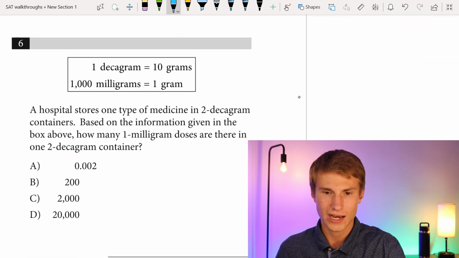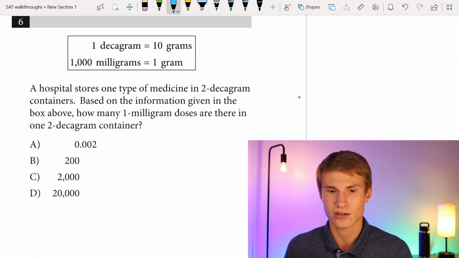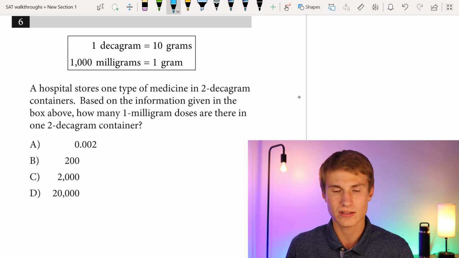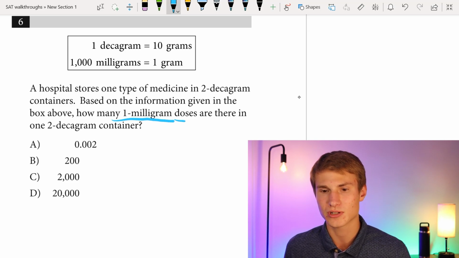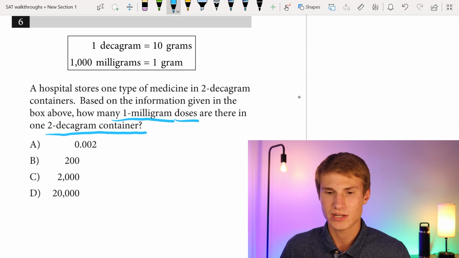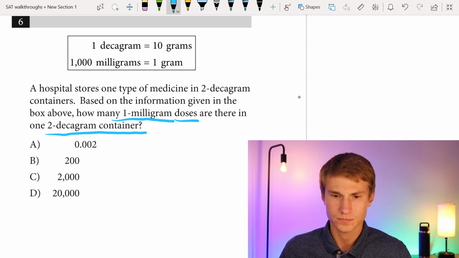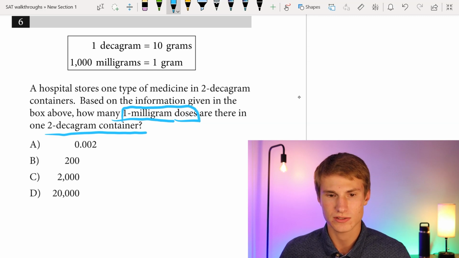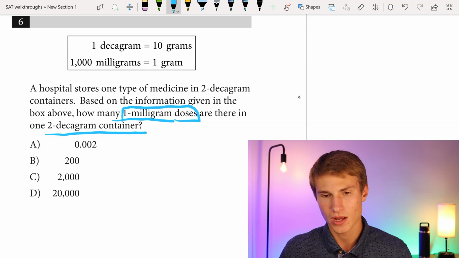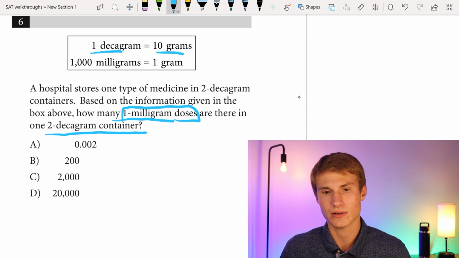Number 6 now. A hospital stores one type of medicine in 2 decagram containers. Based on the information given in the box above, about how many 1 milligram doses are there in one 2 decagram container? All right, so what we're going to want to do here is use canceling of units. So we want to know how many 1 milligram doses there are in one 2 decagram container. Well, in 1 decagram, we know that there are 10 grams. Next thing we know is that 1 gram is 1,000 milligrams.